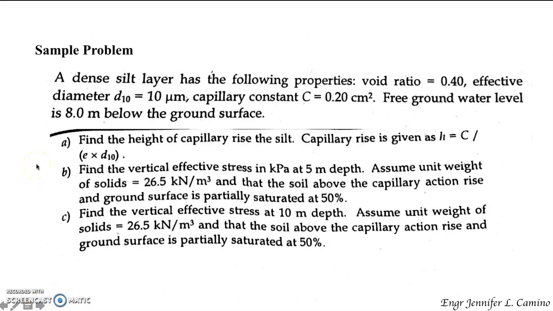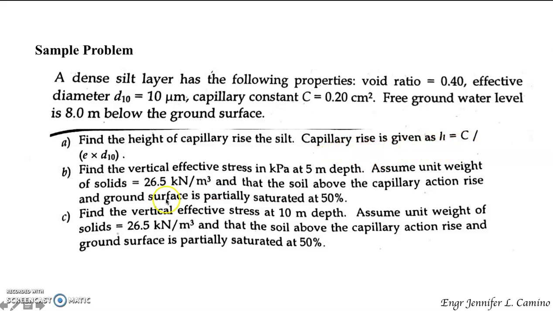Okay, we have a sample problem. A dense silt layer has the following properties. We are given the void ratio, effective diameter, capillary constant, and free ground water level, which is 8 meters below the ground surface. You're going to: A, find the height of capillary rise.